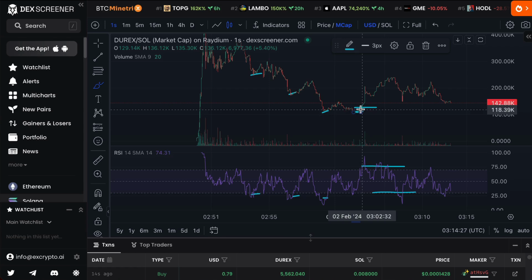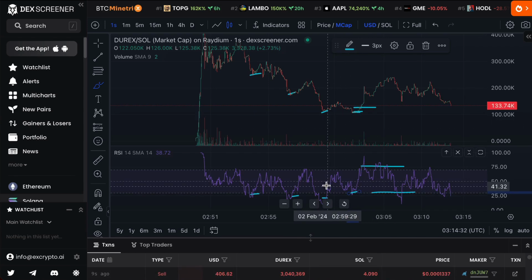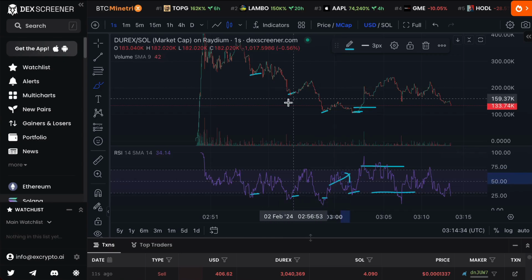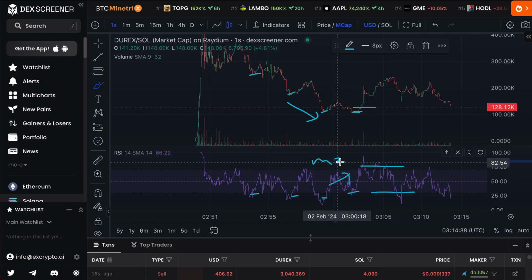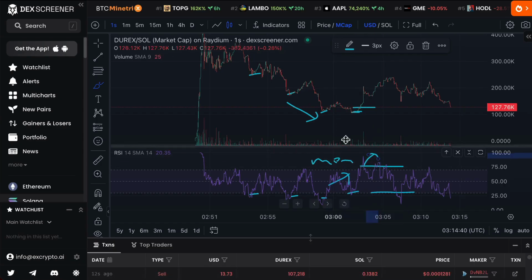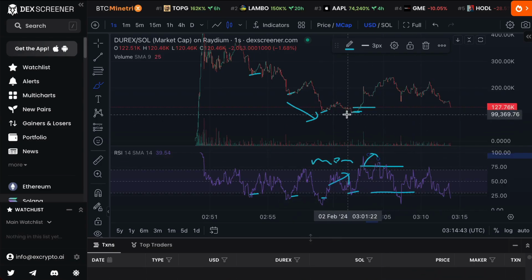And I got in just after this. But notice the momentum was going the other way. So it's the opposite. The price is going down, but momentum, MOM, is going up. This is divergence. It suggests there might be a change in trend. So that's why I jumped in.